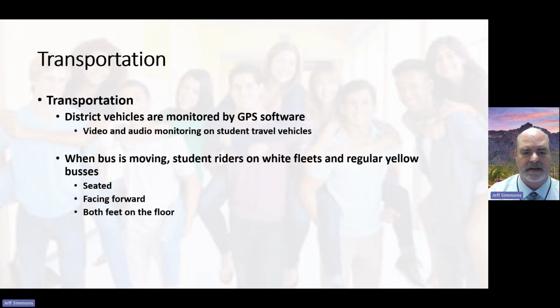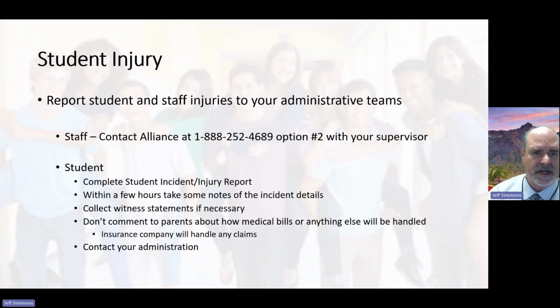Student injuries: report student and staff injuries to your administrative teams, most likely your athletic director. For staff, there's an Alliance number where there's a nurse on the phone, the 188 number that's shown there. There's actually a triage nurse that can talk you through. If it's a serious injury, obviously you call 911. But if it's more of, hey, I got hurt, might need some help, then you can call this line and they will direct you further, whether you need to go to urgent care or, hey, keep an eye on this and we'll check back in tomorrow, that kind of thing.